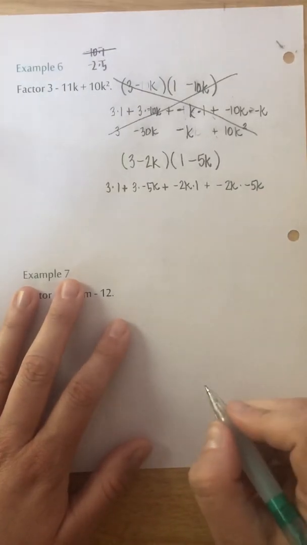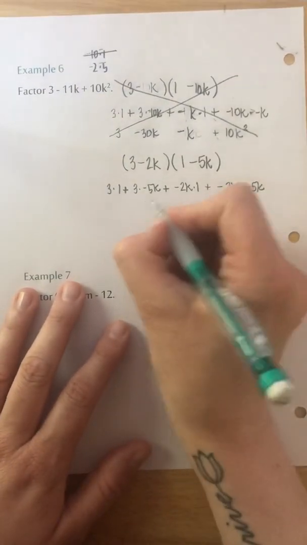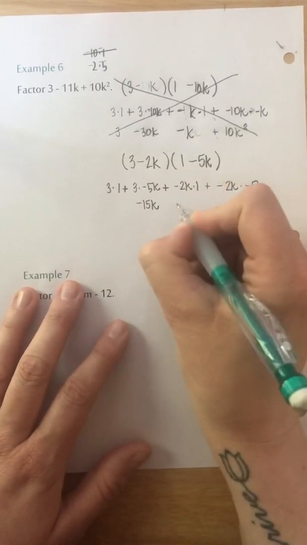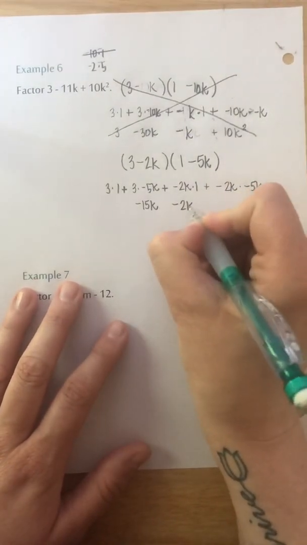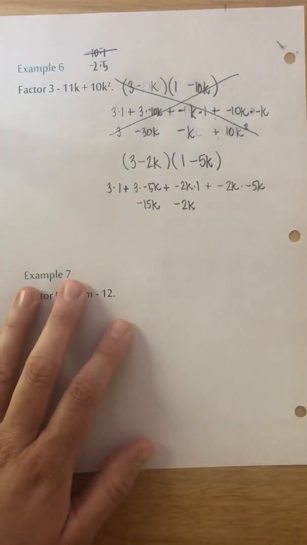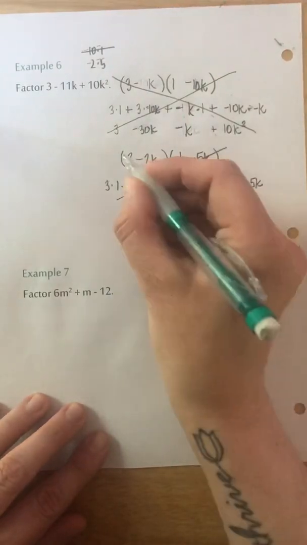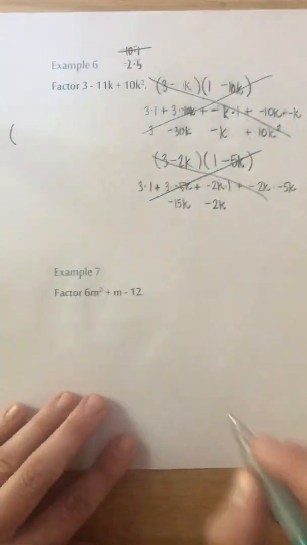We already know first and last are going to work. Let's look at these outer and inner. For outer, we're going to get -15k. For inner, we're going to get -2k. And if we combine those, it's going to be -17k, which is still not what we want. So what if we change the order?